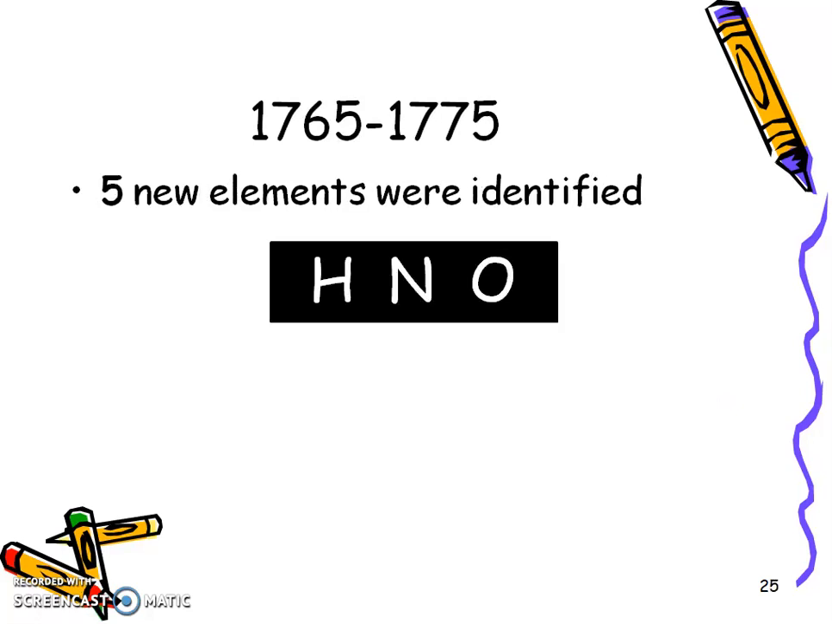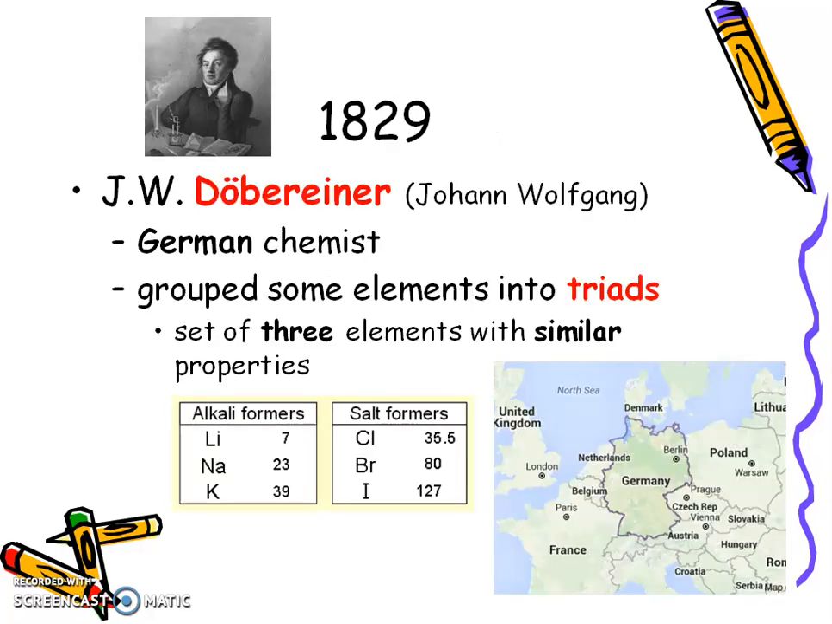A couple years later, 5 new elements were found. Now, what do you notice about hydrogen, nitrogen, and oxygen? Oh, now gases were discovered. So in the very beginning, of course, they found things that they could find in the Earth. Most of those were solids. Now they're doing more and more experiments, and now some gases were identified.